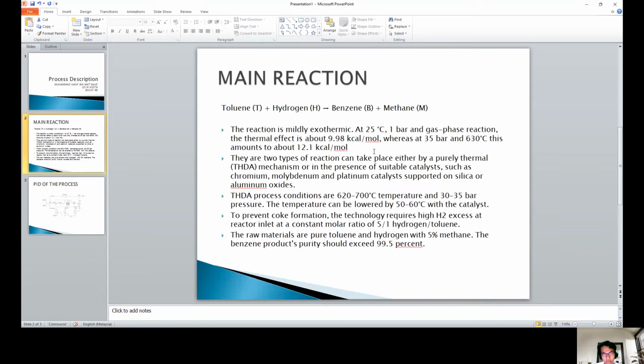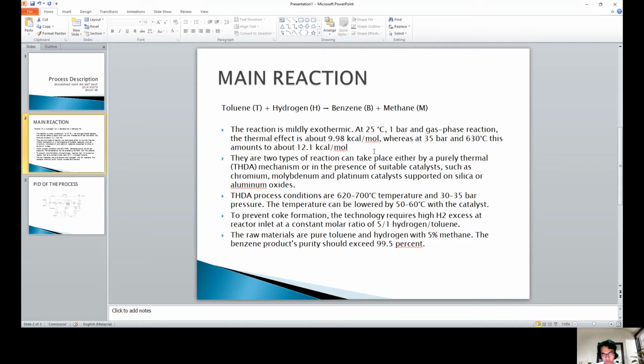So, the main reaction of this process is toluene and hydrogen as the raw material, and it will react and form benzene and methane as a side product. This reaction is exothermic, and the temperature is about 25 degrees Celsius, and the pressure is 1 bar, and the reaction occurs in gas phase.